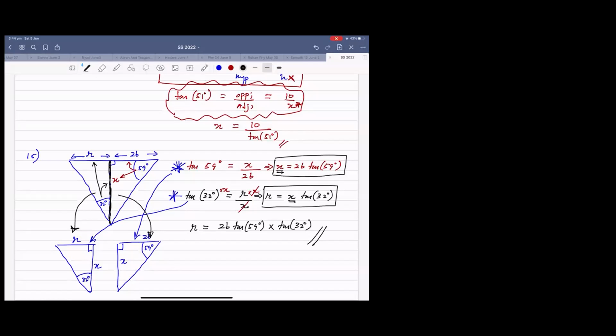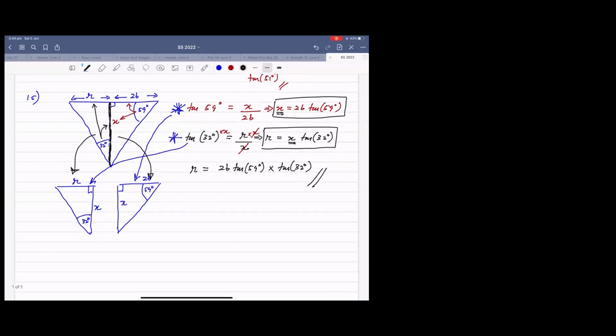Okay. Any other questions? That's why I need to discuss these questions with you, because if I put the answer R is equal to 26 tan 59 times tan 32, it still doesn't make sense, right? So it's better to discuss it. That's why I'm not going to put the answers, because the answers are not going to work sometimes.